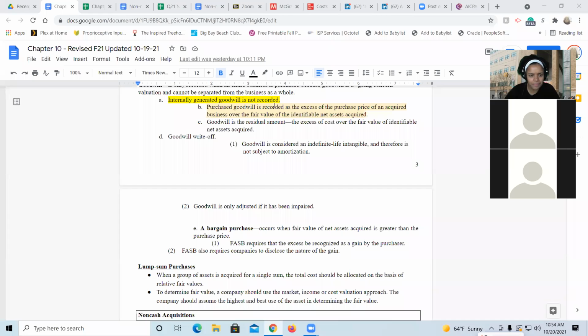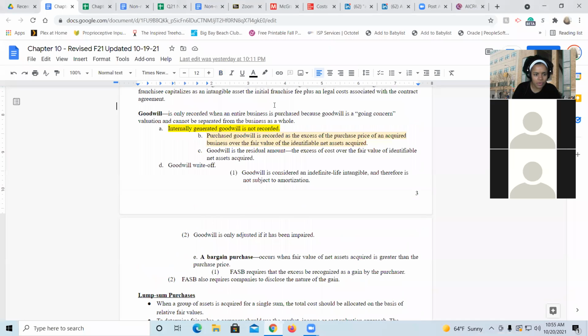Back into the world of goodwill in chapter 10.